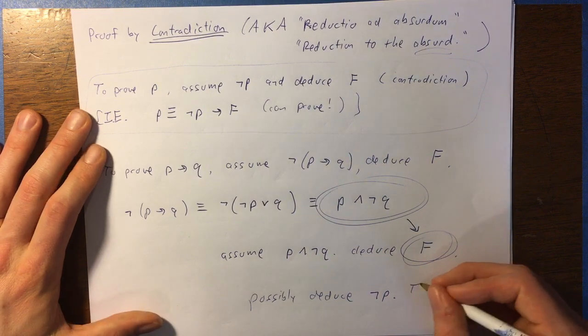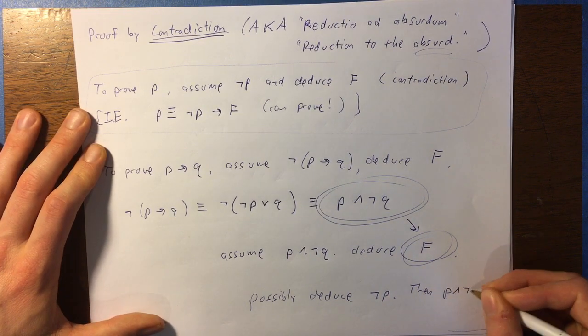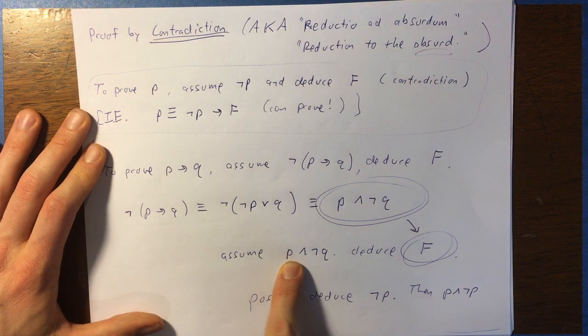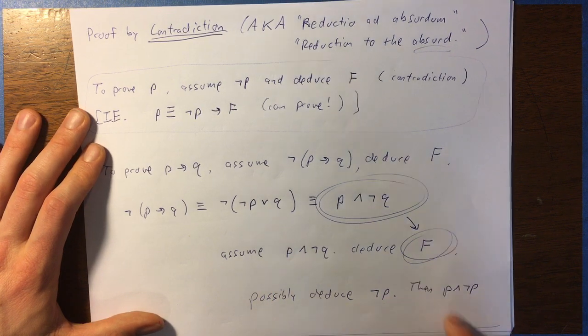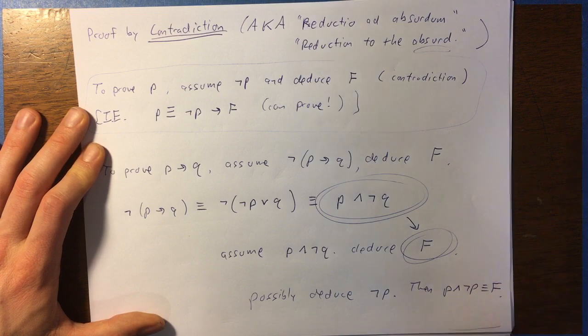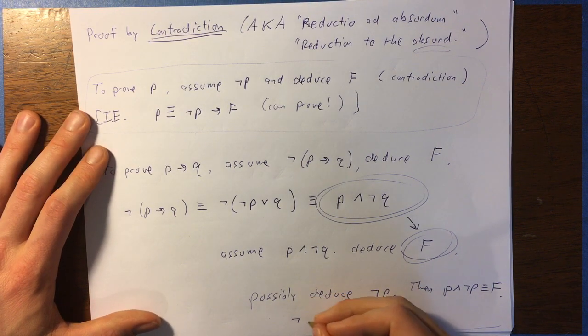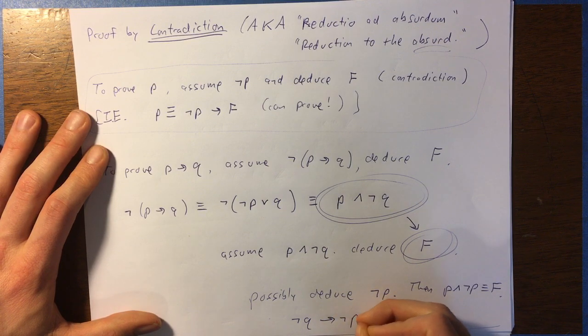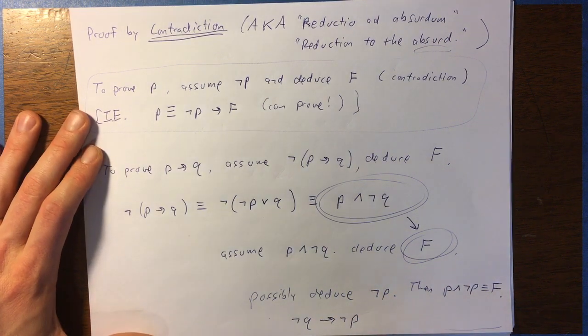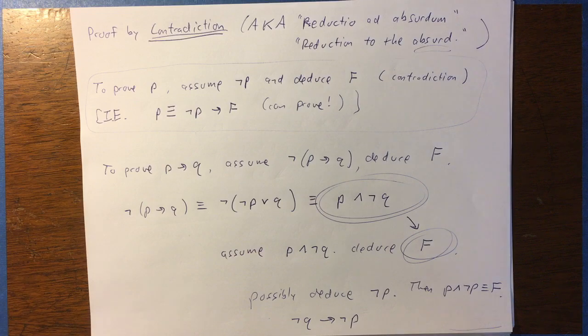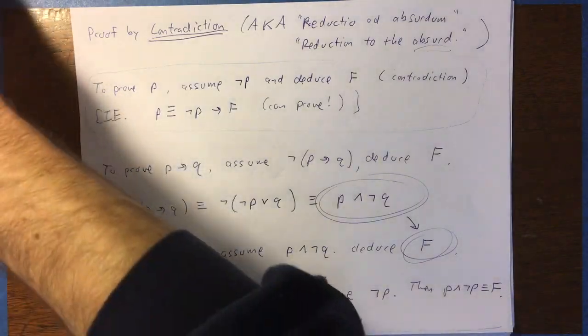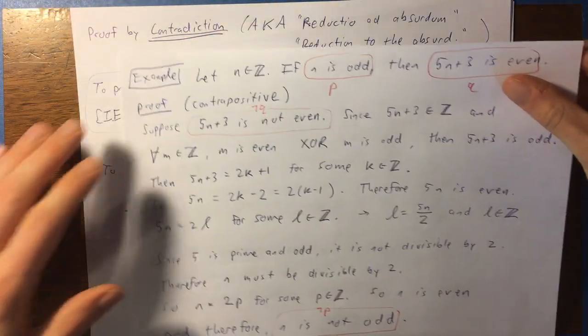Then you would have P and not P, right? Because you have P from your assumption. You would have not P that you deduced, and that's equivalent to false. So that's a contradiction. What this is showing is that not Q implies not P is sort of like a type of proof by contradiction. I'm just explaining this because I think it's interesting, and I think it helps us understand what's going on a little better.